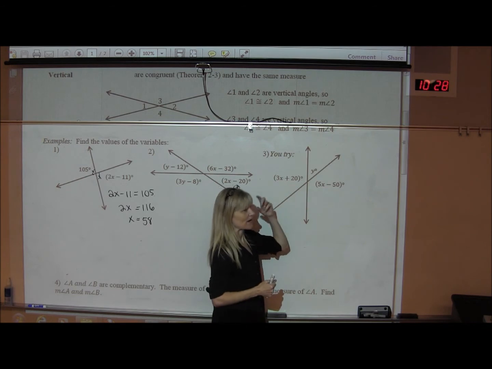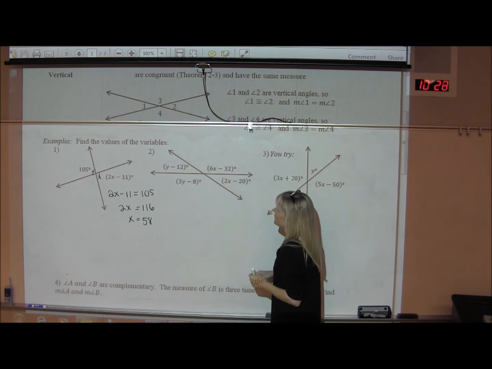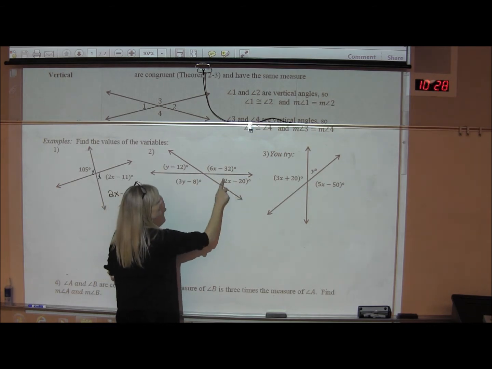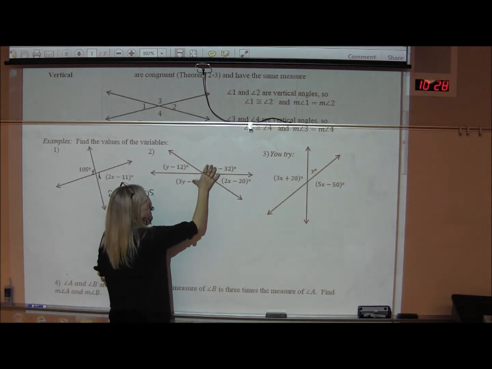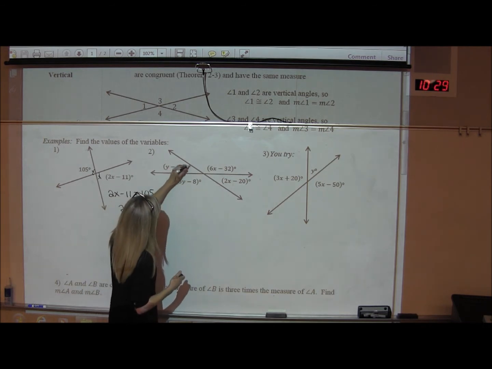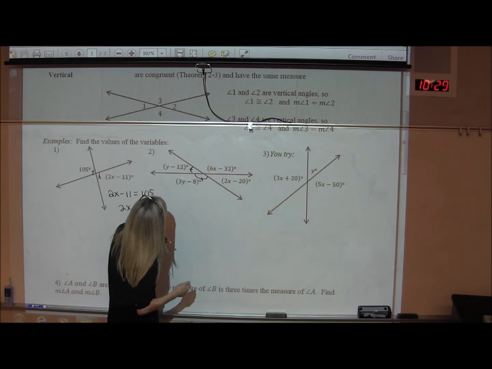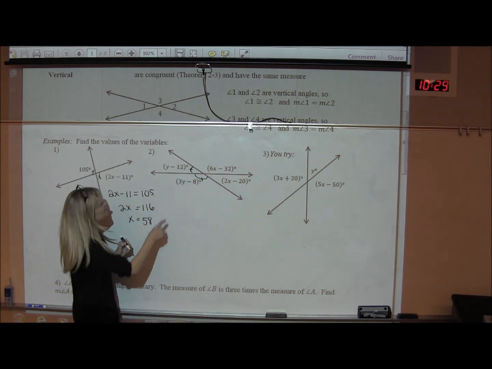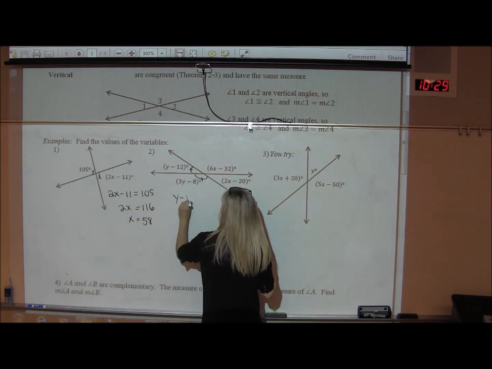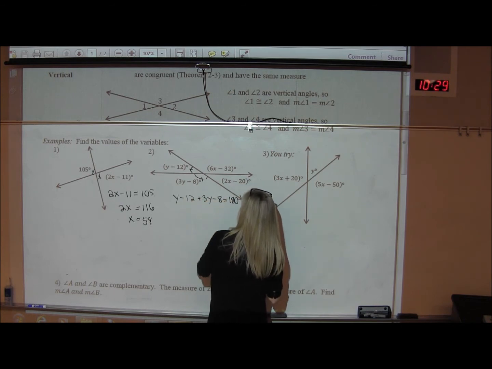You've got to look at them and figure out what do I know about these figures already without being told. Now, if you look at this one, yeah, I know vertical angles are congruent, but that doesn't really help me because I have an x expression and a y expression. I'd have to make a system of equations here, and I don't want to do that. I want to keep it simple. But this is a straight line. So this angle plus this angle have to add up to 180. So y minus 12 plus 3y minus 8 must equal 180.